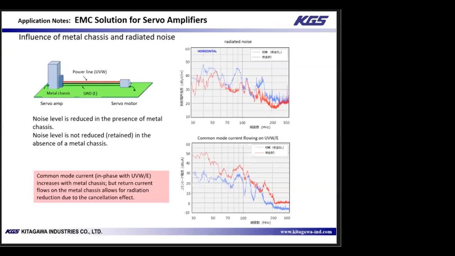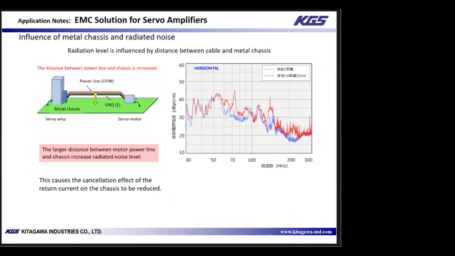In the presence of a nearby metal plate, the common mode return path flows through the metal, which reduces the magnetic field. And as a result, even if the current increases, the radiated noise is suppressed. In this example, a distance of 20 centimeters is placed between the power line and the metal plate. And as you can see in the configuration, 60 megahertz and above shows radiated noise increase. When the power cable is closer to the metal sheet, it is easier to suppress radiated noise.